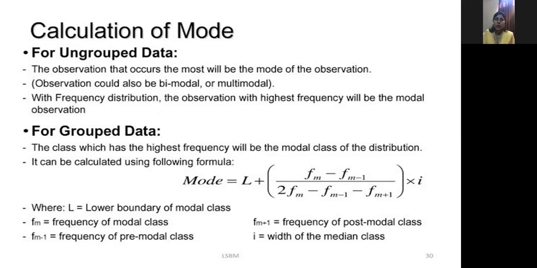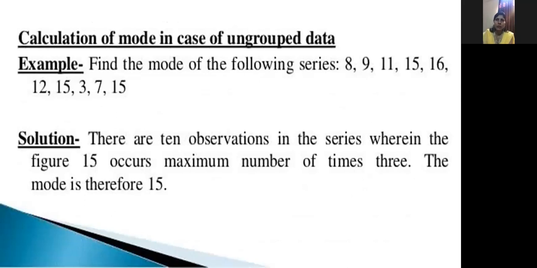The L represents the lower limit of the class chosen. This FM represents the frequency of the class chosen, the frequency of the model class, as we call it, and this FM minus 1 represents the pre-model class frequency. This FM minus 1 and FM plus 1 represent the next frequency of the model class. Just like the pre-model class and post-model class, both frequencies are used for calculating the mode value. And this I, as already told you, is the class interval.